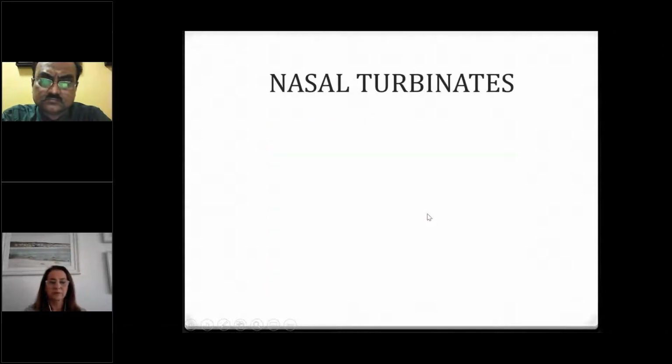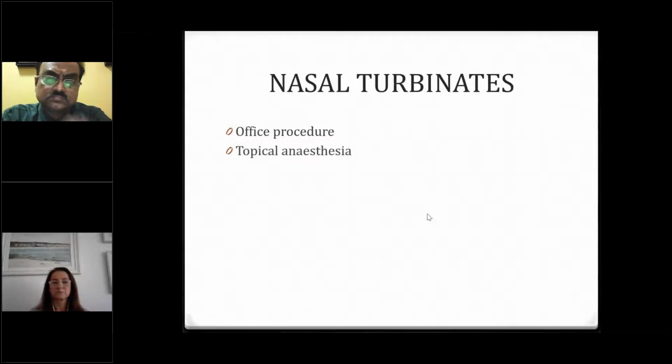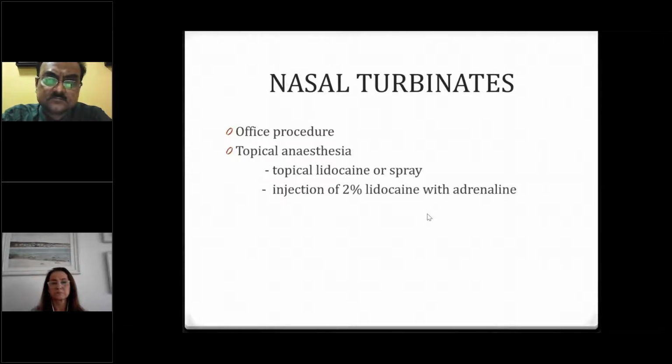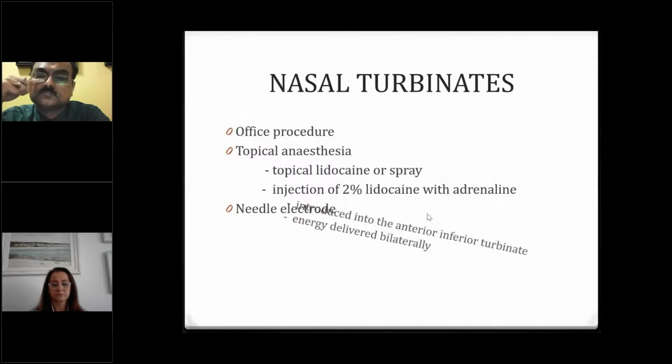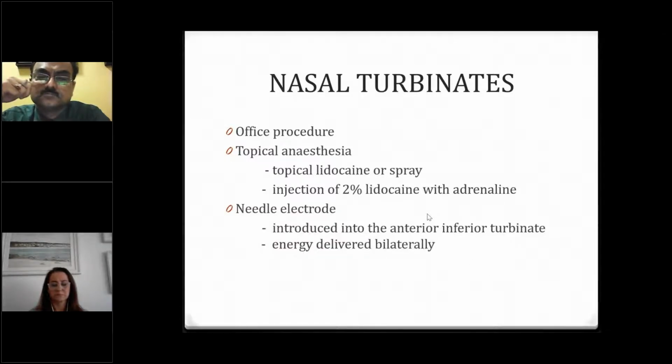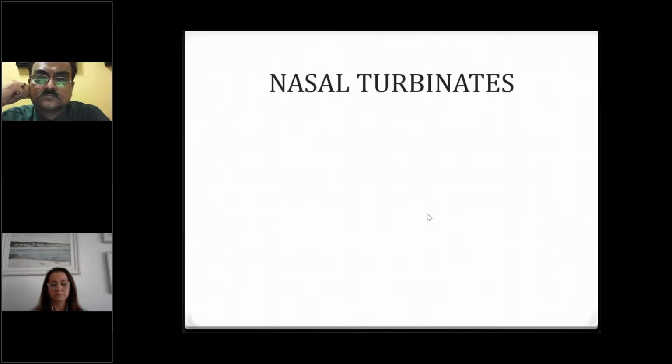Next, we go to the procedure for nasal turbinates. First, it's an office procedure. For anyone who wants to practice this, these are the protocols. Topical anesthesia is used, topical lidocaine or spray, and injection of 2% xylocaine with adrenaline in both the turbinates after aspiration. A needle electrode is used, the one which I showed you, introduced into the anterior inferior end of the turbinate, and energy is delivered bilaterally.